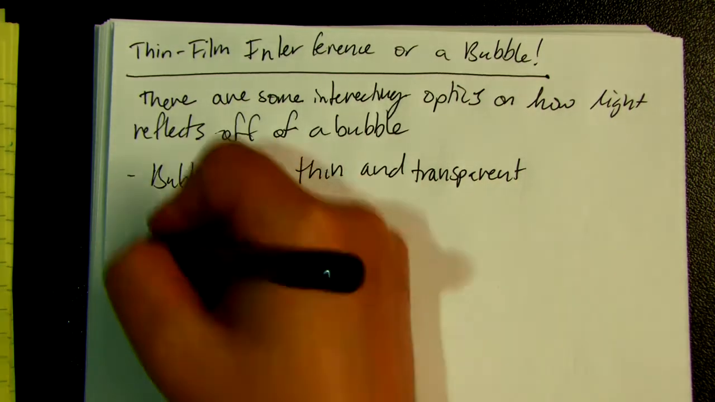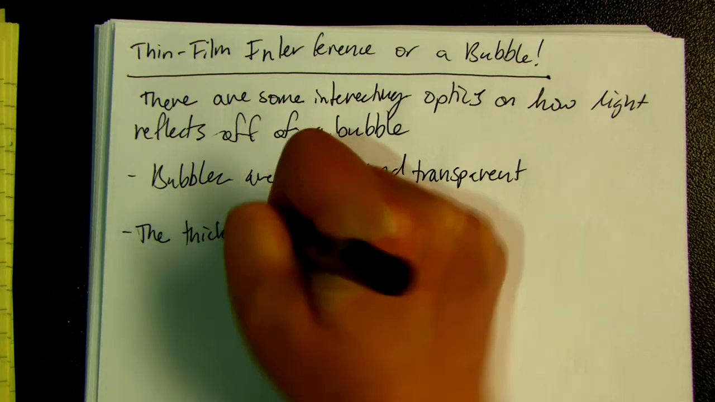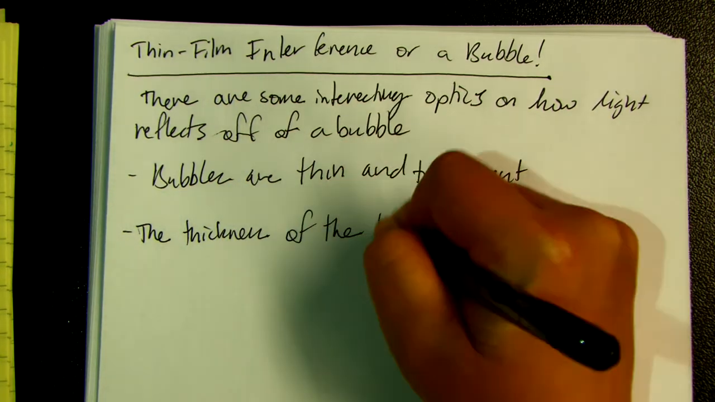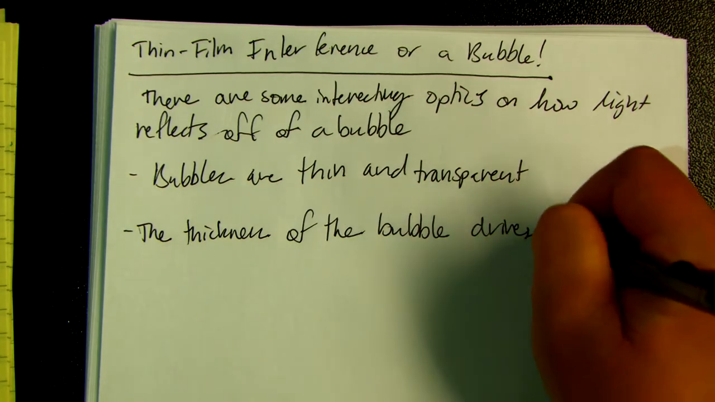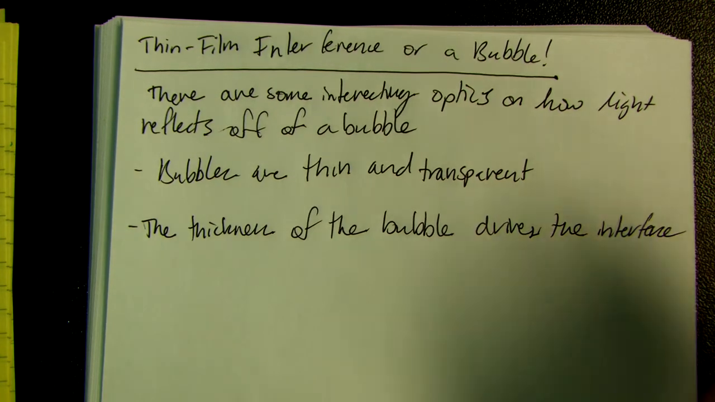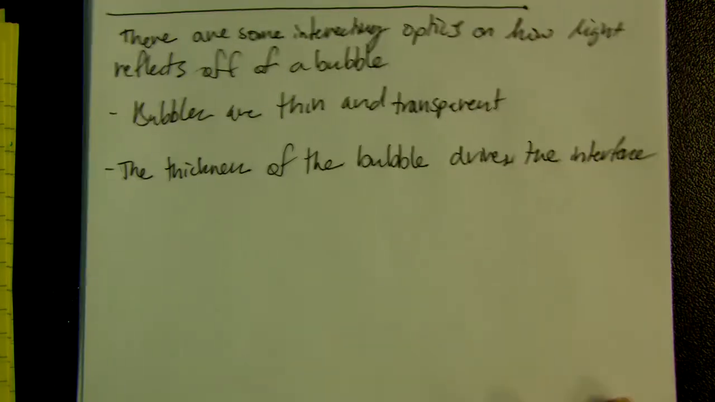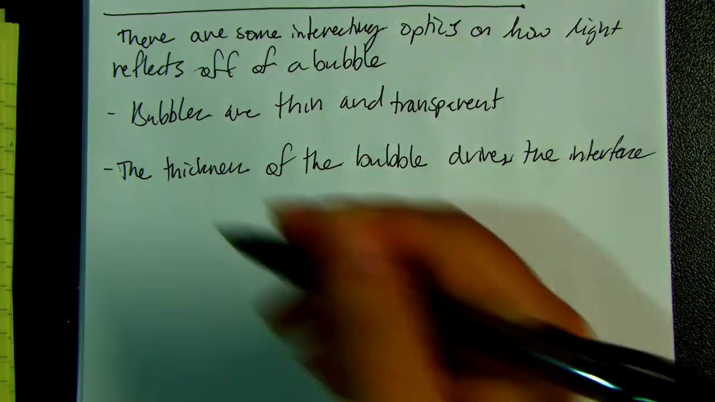So the thickness of the bubble drives the interference. And they don't necessarily have uniform thickness all throughout, so they can be a little denser at the bottom, a little thinner at the top. The soap can move around.